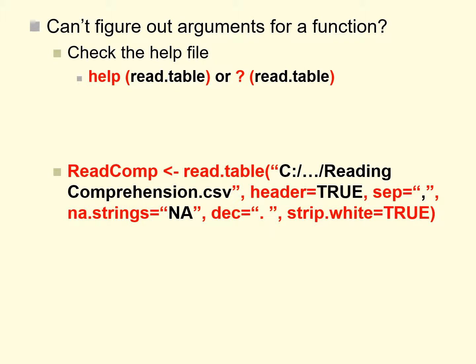Can't figure out how to use an argument or a function? Again, you can check the help file. So if you weren't really sure how read table worked, you could type help read table, or interestingly just question mark read table, and you get some basic information about how this function works.